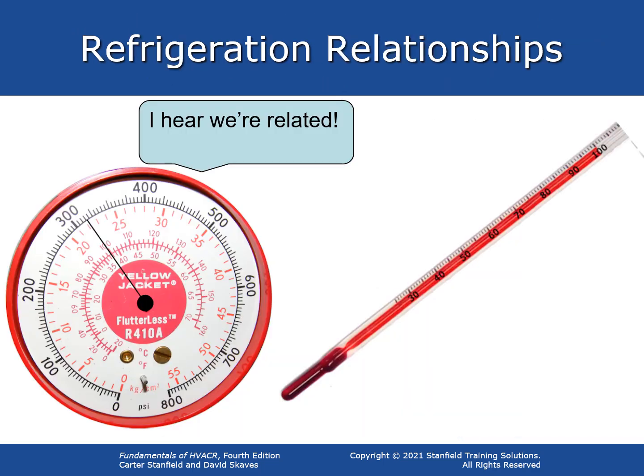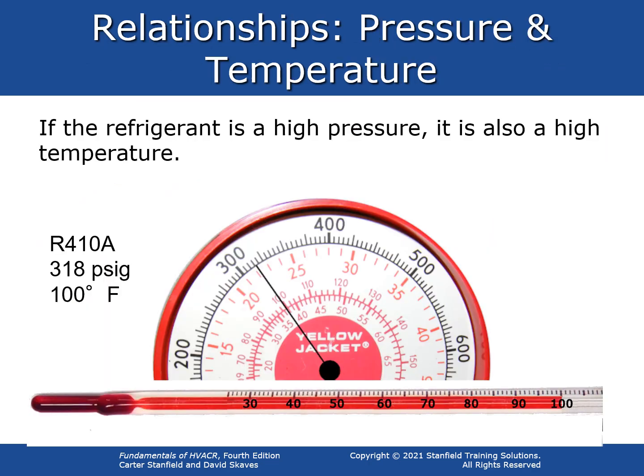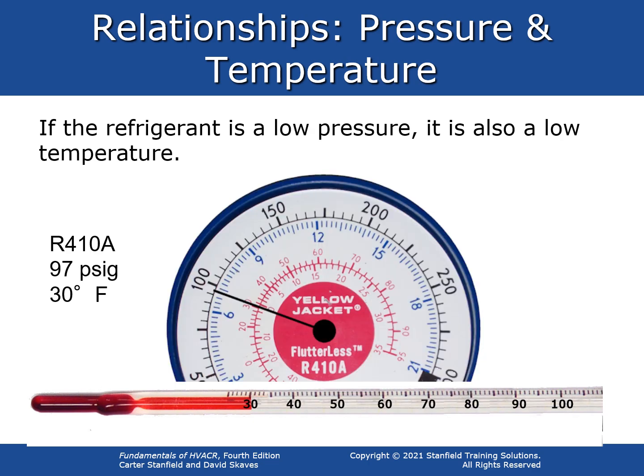To understand the refrigeration cycle, you must understand the relationship between physical properties of refrigerant. For example, the relationship between pressure and temperature. Refrigerant pressures and temperatures are linked. If a refrigerant is at high pressure, it is also at high temperature. If it is at low pressure, it is also at low temperature.